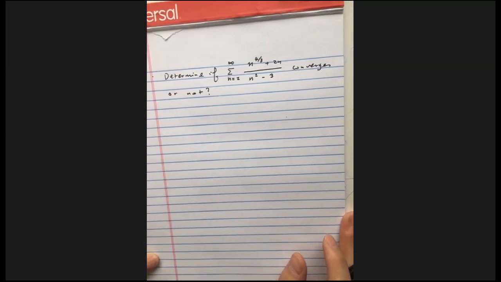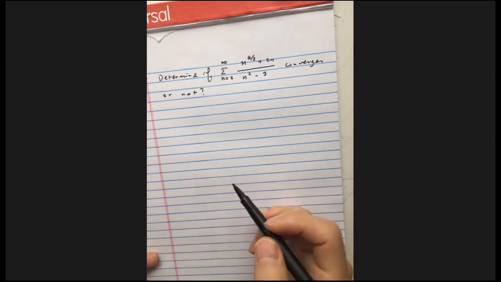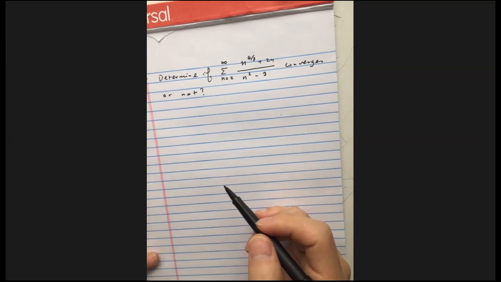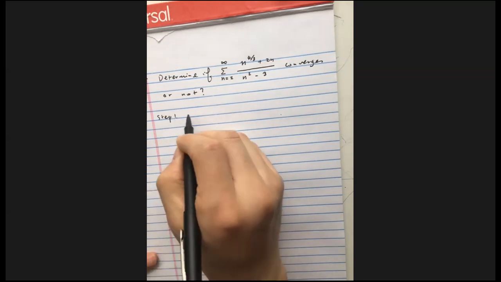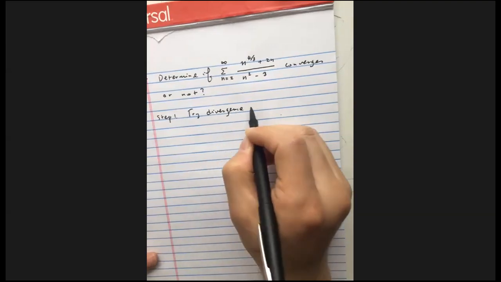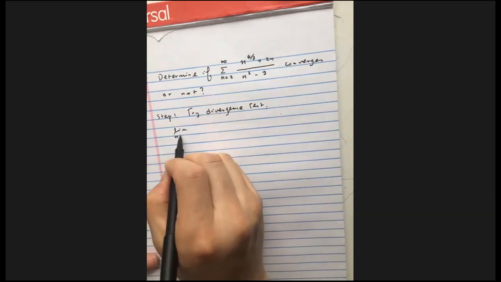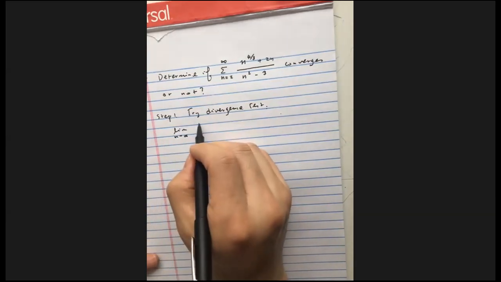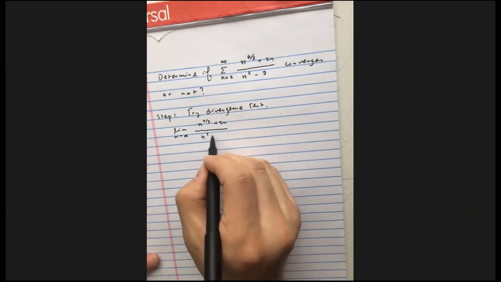And to do this question, remember what I mentioned to you guys: first of all, which test do we use? We use the nth term test or divergence test. Okay, let's see that. The first step, try the divergence test. So in this case, that means we are going to evaluate the limit of n to the 4/3 plus 2n over n squared minus 3.